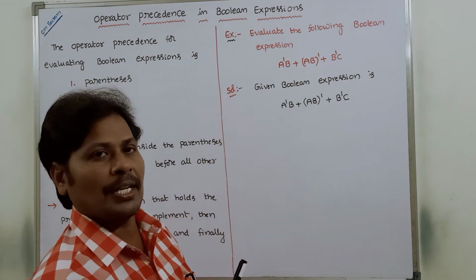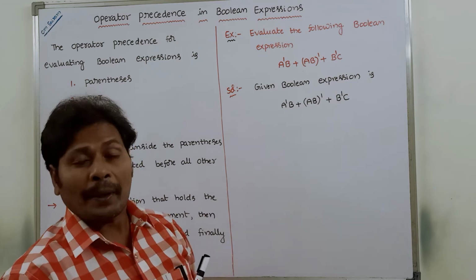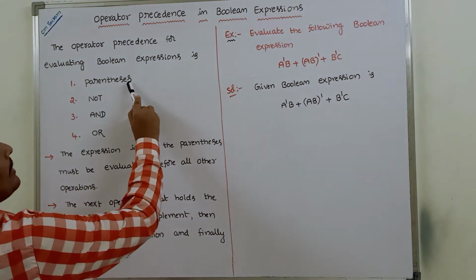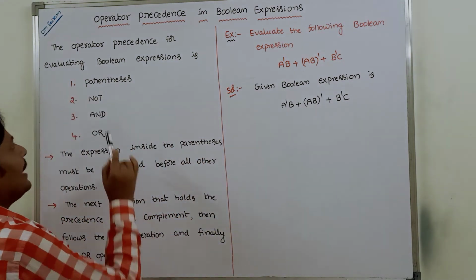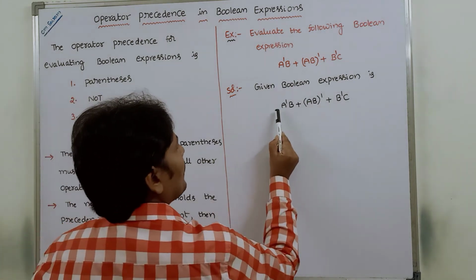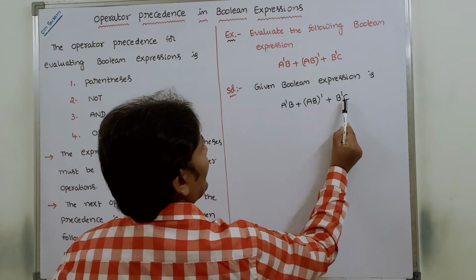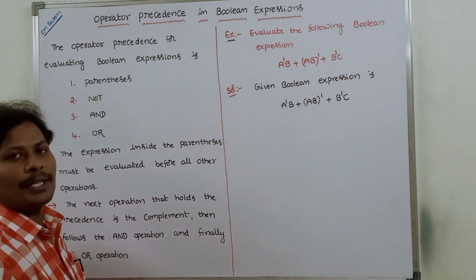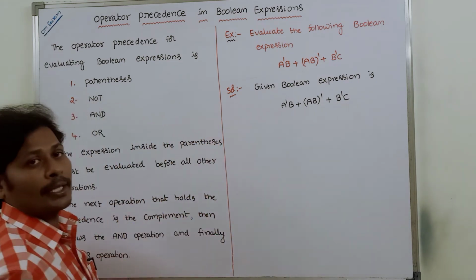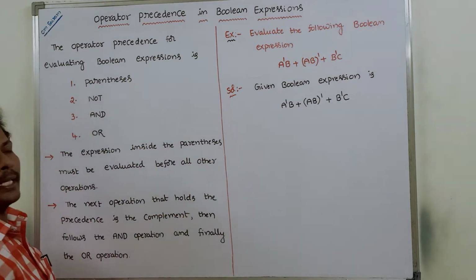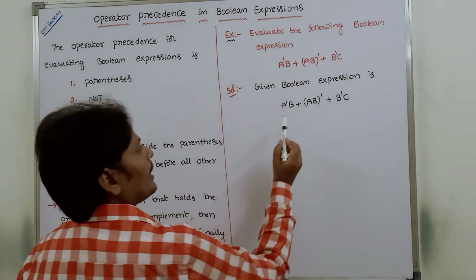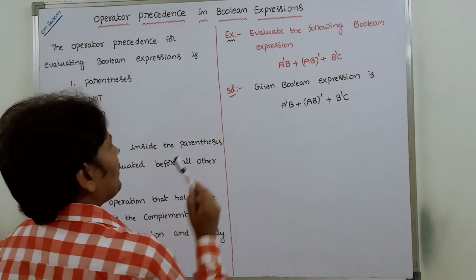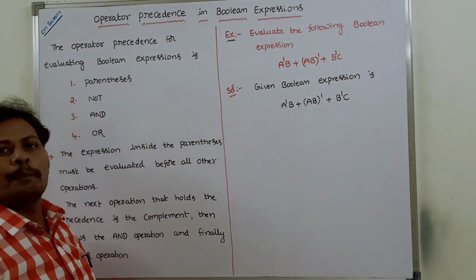Before evaluating the Boolean expression, first of all, what operators are present within it? First, parenthesis. Yes, parenthesis is there. Next, the NOT operator is there: here, here, and here. The AND operator is there between these terms, in three places. Next, the OR operation, here and here. The given Boolean expression contains these four operators.